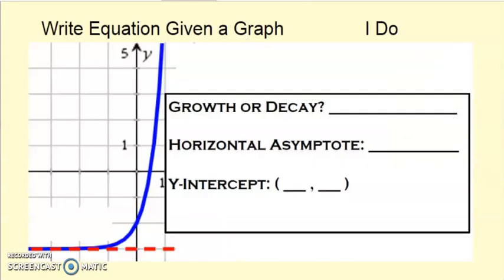Write equation given a graph. Is this picture a growth or a decay? When we look from the left to the right, it's going away from the horizontal asymptote. That's a growth. The horizontal asymptote is a horizontal line that almost touches this blue line. It's at y equals -3. The y-intercept is right here, (0, -2).